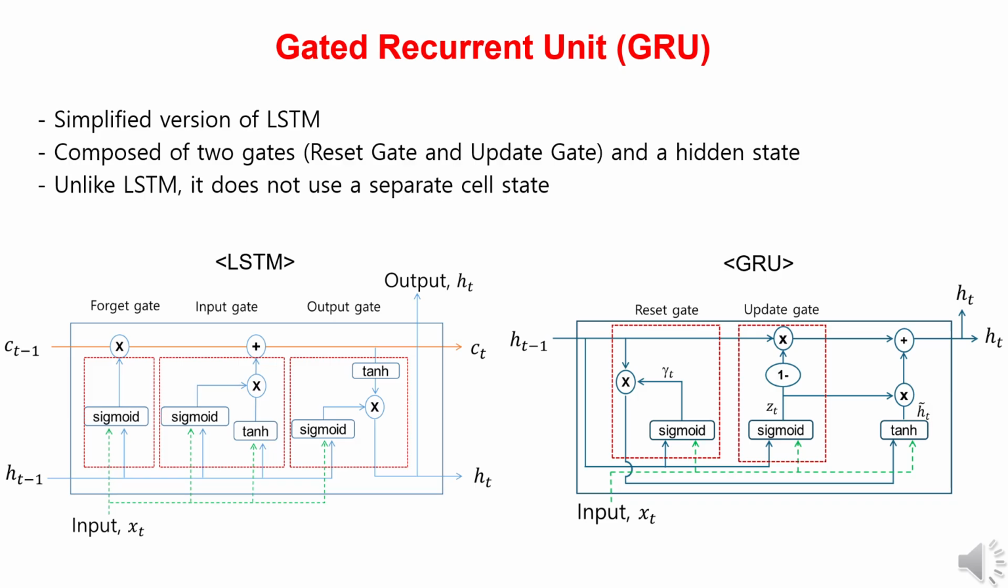As you can see on the screen, GRU is a recurrent neural network model that simplifies the structure of LSTM. Unlike LSTM, which uses 3 gates and a separate cell state, GRU consists of only 2 gates, the reset gate and the update gate, and a single hidden state. One key difference is that unlike LSTM, GRU does not have a separate cell state. In other words, it removes the cell state and keeps the architecture more compact. That's the main feature of GRU.